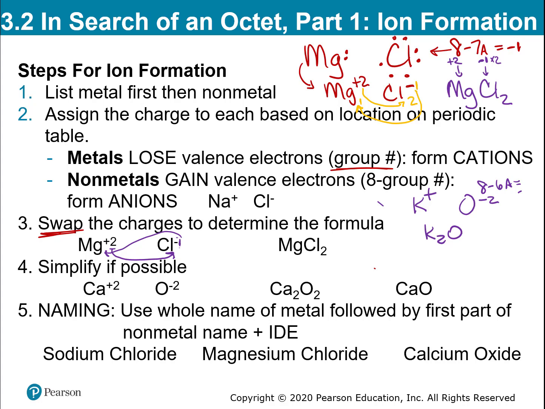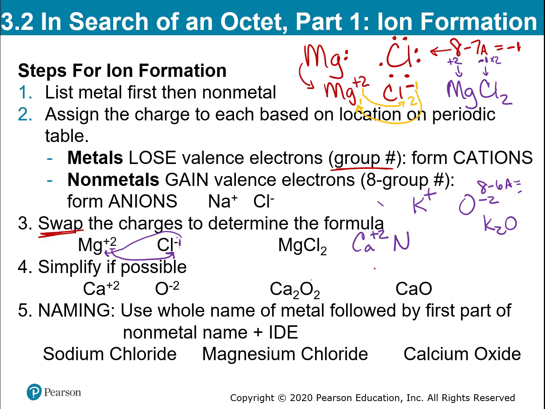So let's try one more. So do Ca and N. So what's calcium's charge? Look on your periodic table, +2. Right? Remember the metal, it's just the group number, tells you the positive charge. Now, nitrogen. I'm going to move this one over, K2O. So it has 5. So what's its charge? -3. Good, right? Because remember, for the nonmetal, it's 8 minus the group number.